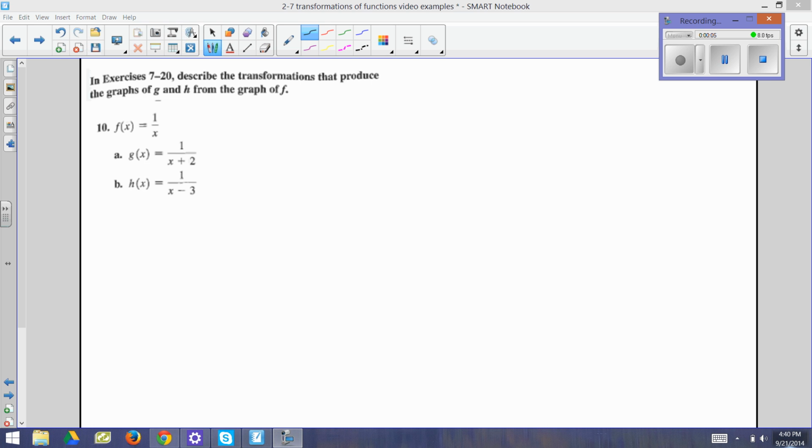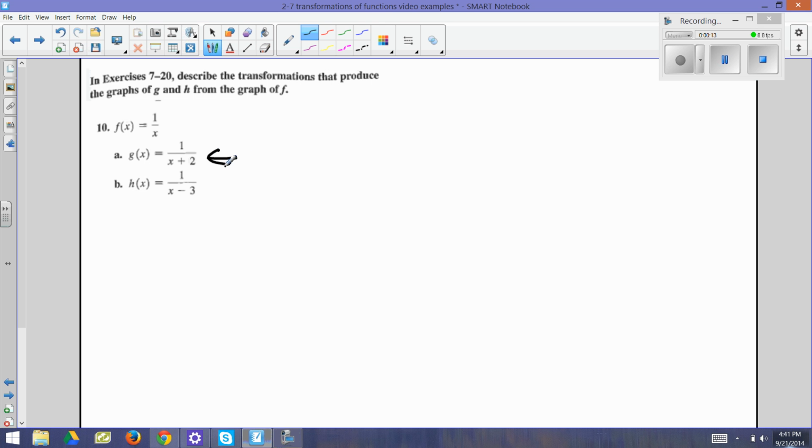Describe the transformations that produce the graphs of f and g from the graph of f. So you start with 1 over x. You have this plus 2 with the x, on the bottom with the x. If it were like that, the plus 2 not on the bottom, you could think of it with a y. So it's with the x, which means either right or left movement. And that would be left 2. Minus 3 with the x, so that is right 3.